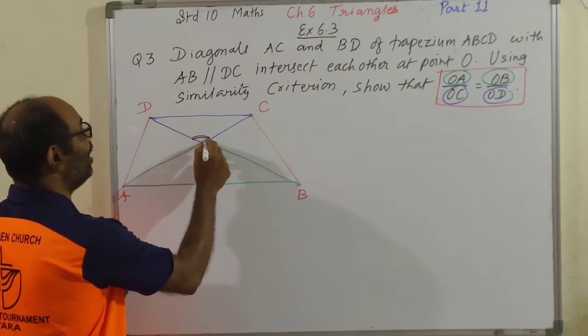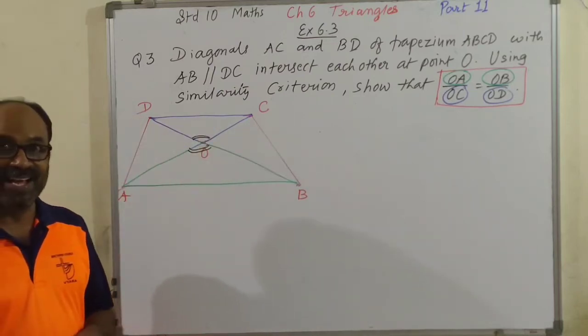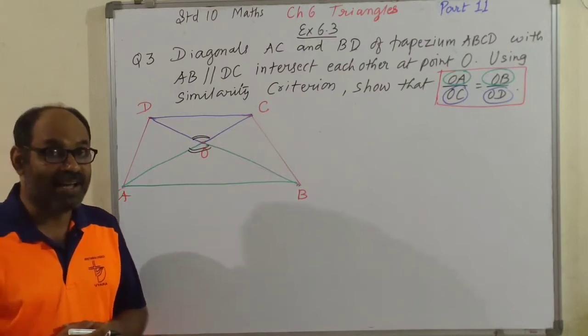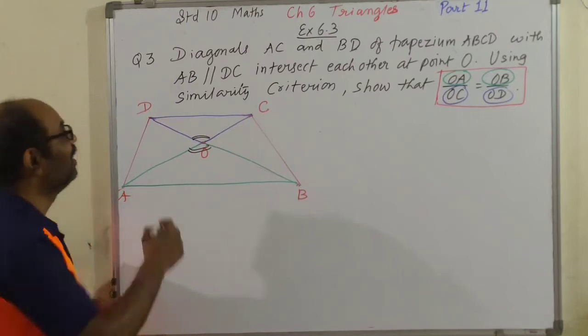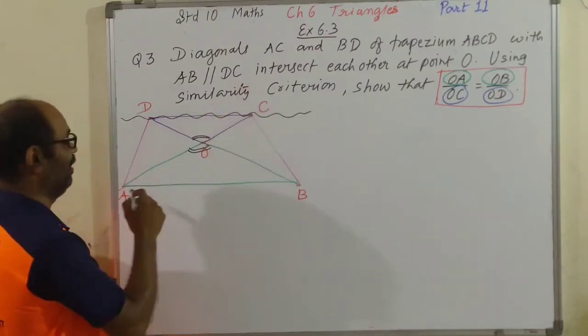Yes, vertically opposite angle. One pair of angle is equal. Any more pair of angles? Yes. What is this, children? I am drawing serpentine line.